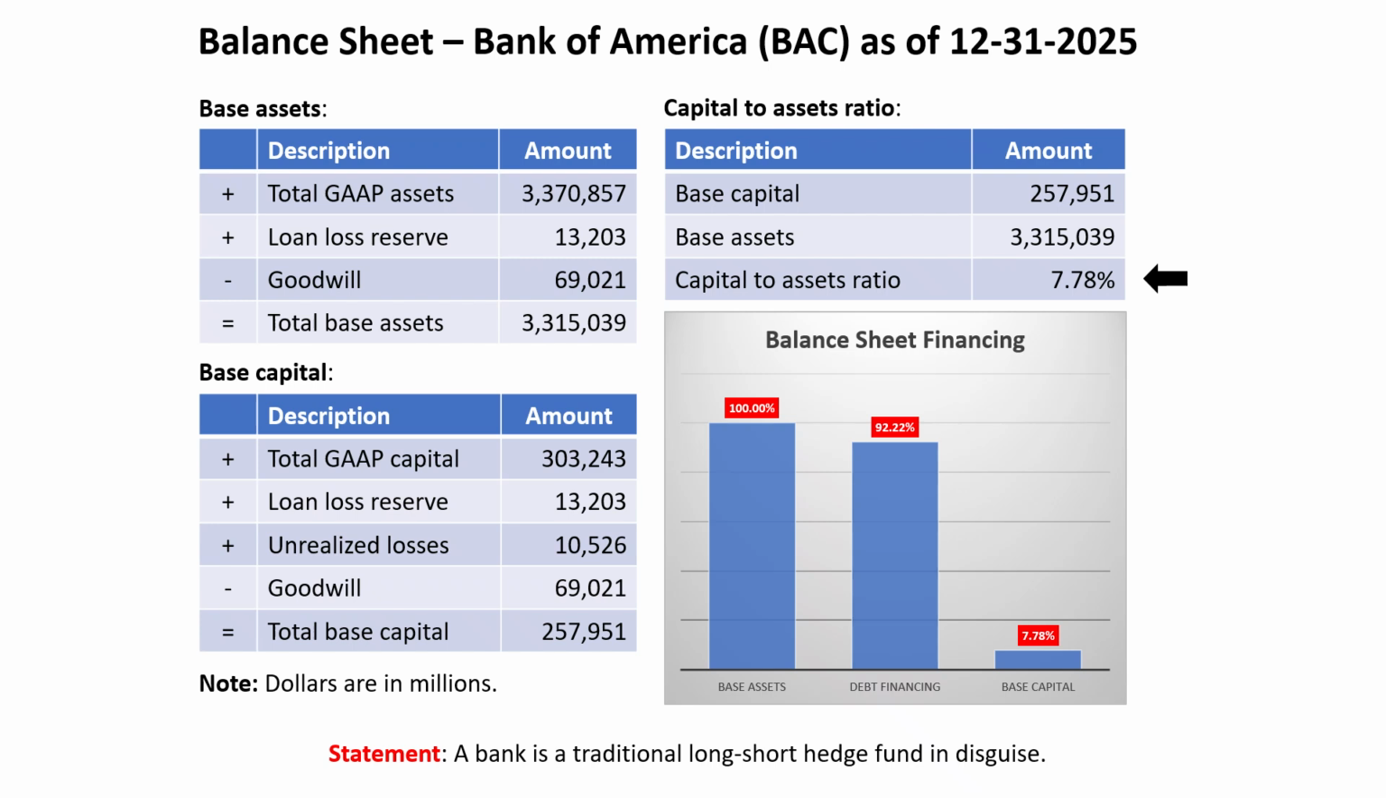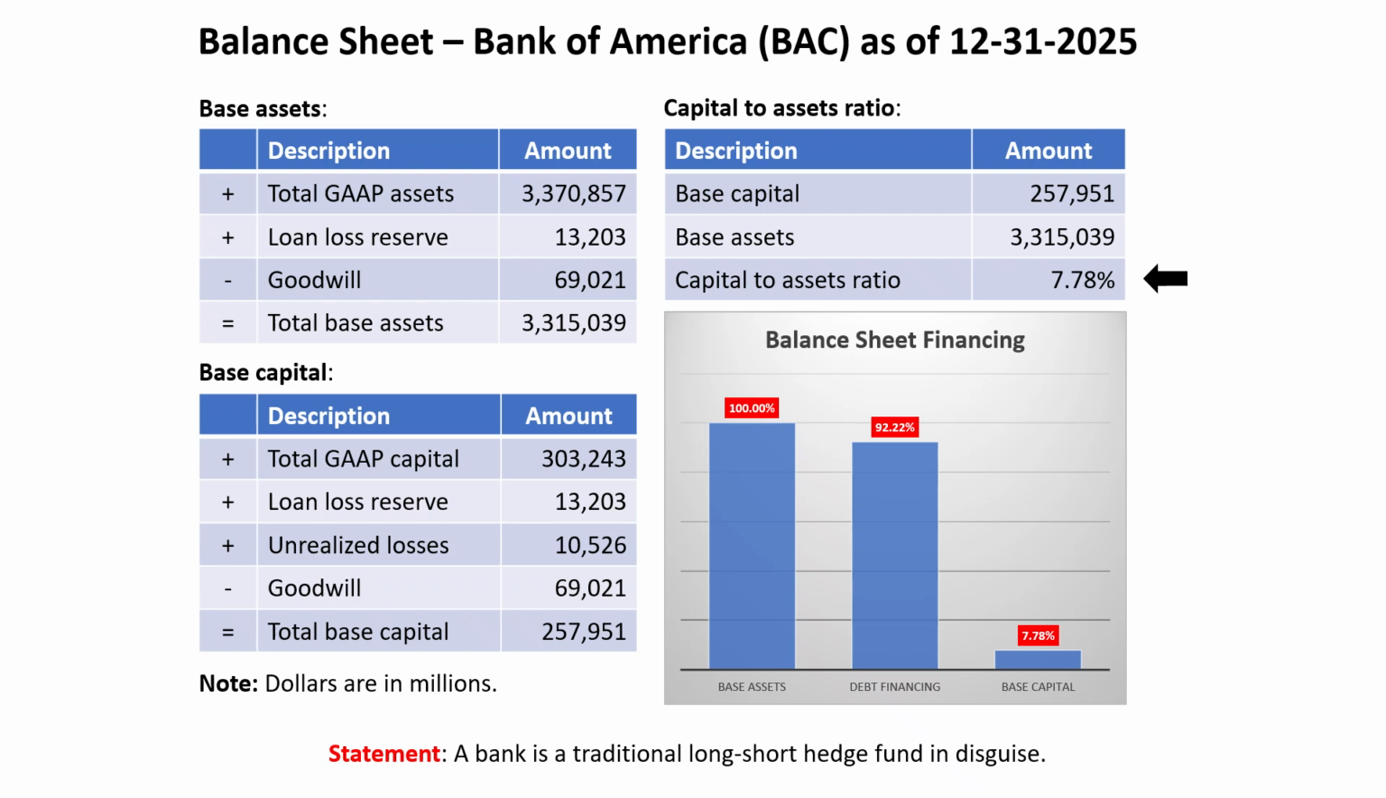So if we look at that balance sheet financing graph, you'll see how the bank is financed. And let's say 100% represents the assets. If you have 7.78% in capital, that means the difference is debt financing. So you can take a look at that and say, well, geez, it's not going to take many losses in base assets to completely wipe out my capital. And that's what the regulators are looking at.